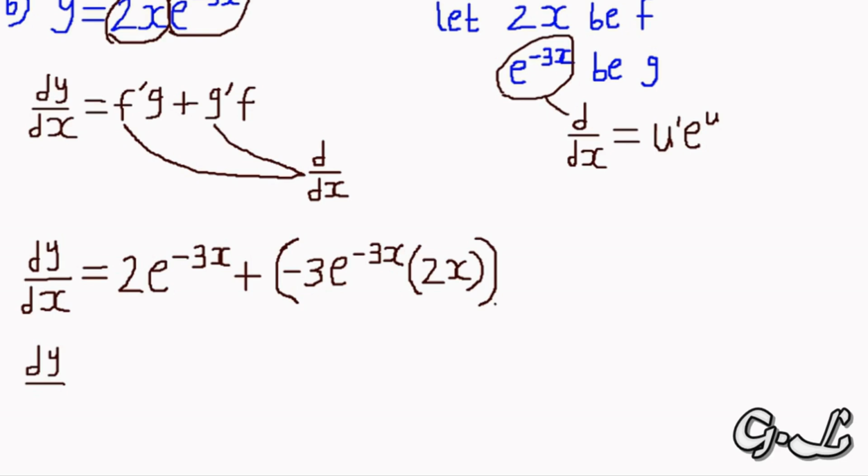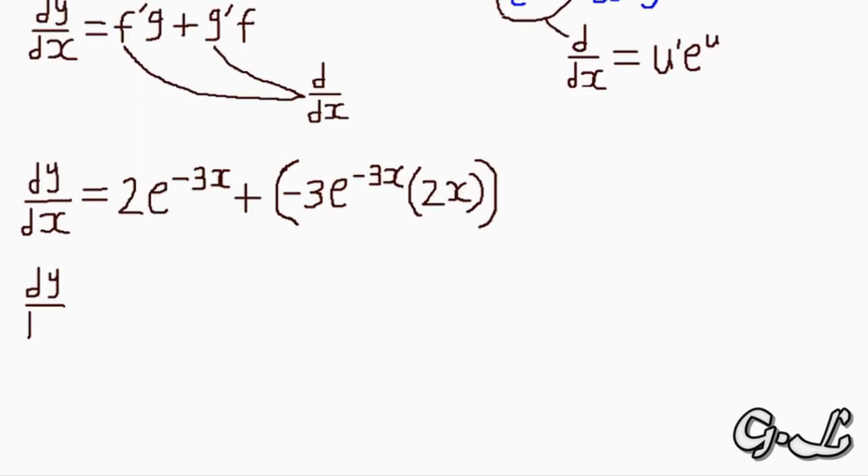And then after you do that, you have to consider f. Remember, it is g prime f. So our f is 2x, and we're going to consider that. So that's where those things are coming from.